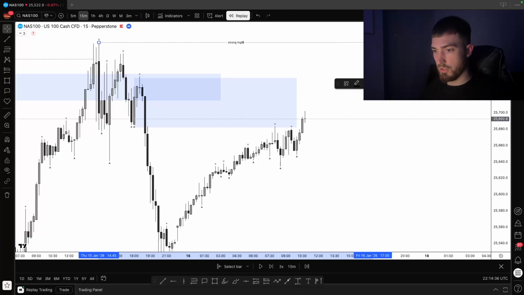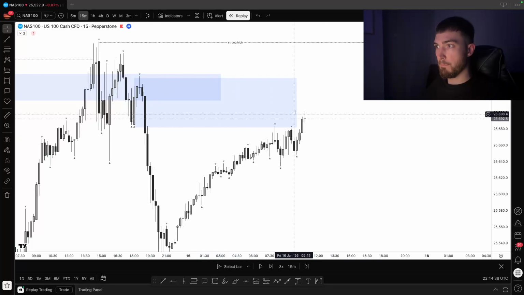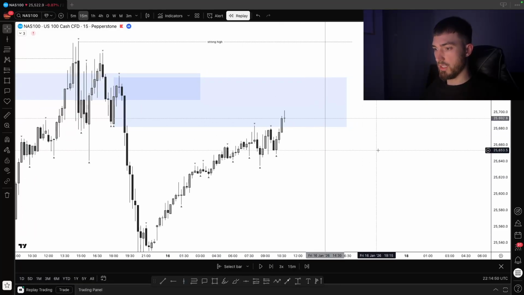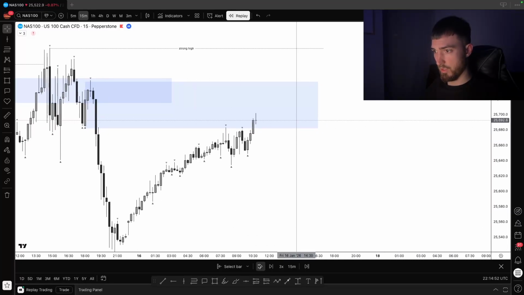We mark that out as strong high. So now we're deeper into our point of interest. Simply wait for price to come into that point of interest, into our session kill zone, and see what happens. So just wait for price to play through.